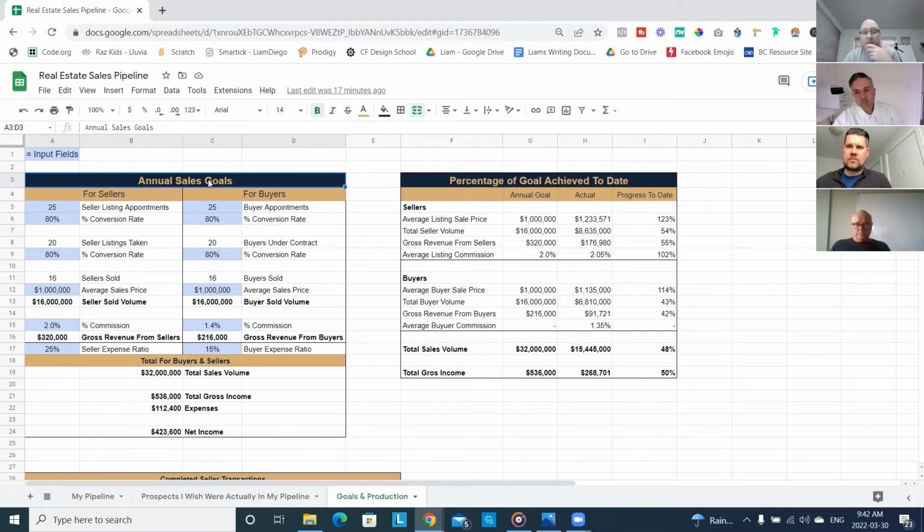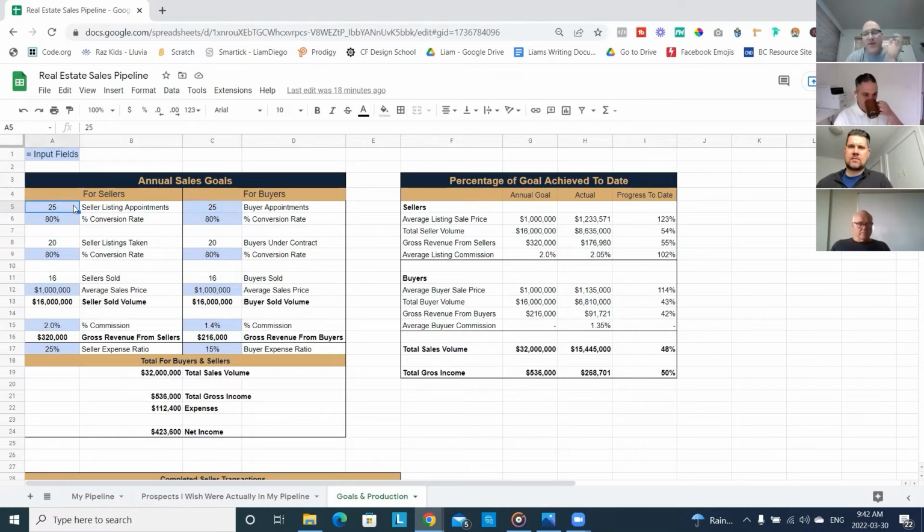So you've got your annual sales goal over here. Anything in blue is input fields, meaning these are the ones that you actually put the numbers in. Everything else calculates. So if you want to create goals for your total sales volume or your gross commission, you just massage these numbers.